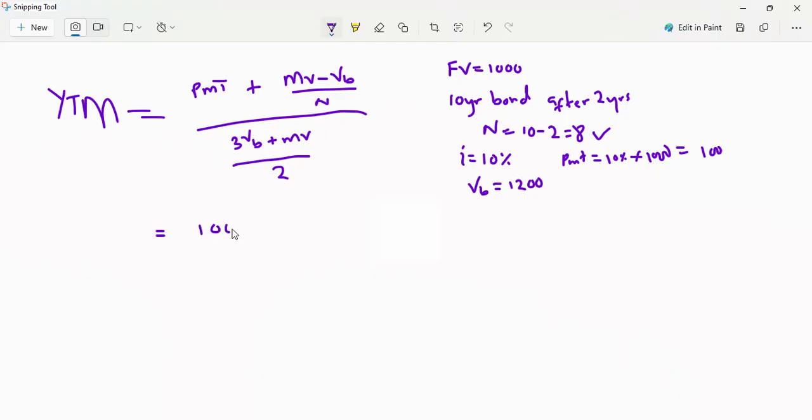What is the MV? 1,000. And what is the VB? 1,200. The N? 8. Mr. Collins, this PMT is for what? The payments, just the same as the coupon. Okay. 1,200 as the value of the bond, and the face value, which is 1,000, over 2.